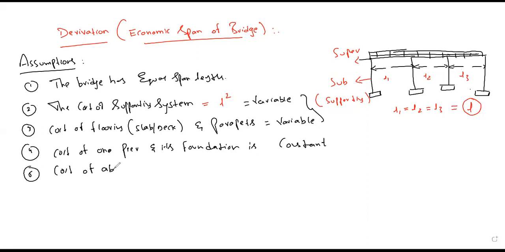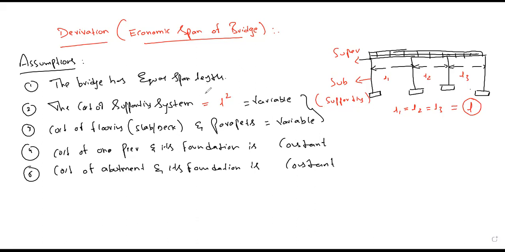And the last one, the cost of abutment and its foundation is also constant, isn't it? Why? Because for any bridge, there will be only two abutments. Even if it is a 10 span bridge or 5 span bridge or 1 span bridge, there will be only two abutments. So the cost of abutments and its foundation is also constant. These are the important assumptions which we have to draw for calculating the economical span of the bridge.